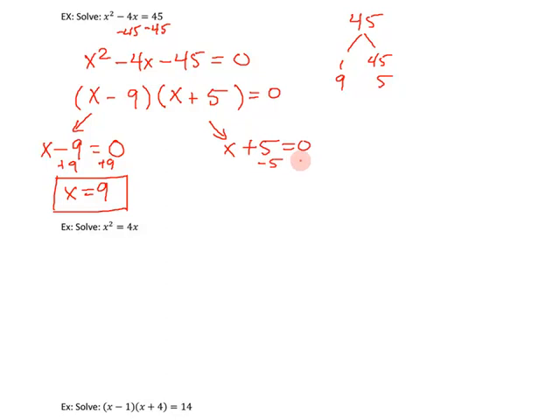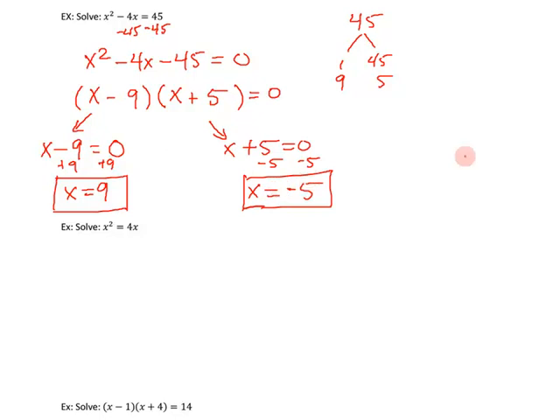Now this one I could also solve by subtracting 5 from both sides and get x is equal to negative 5. There is a second solution. This equation has more than one solution, which is certainly possible with polynomial equations. So 9 solves the original equation, and negative 5 solves the original equation.